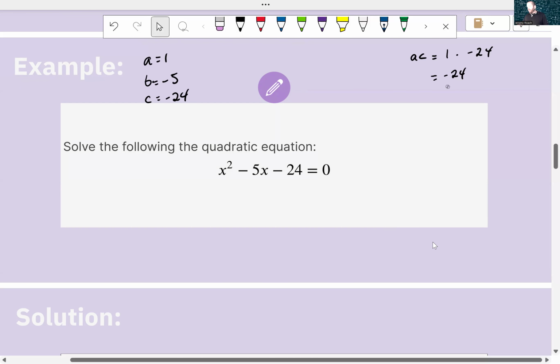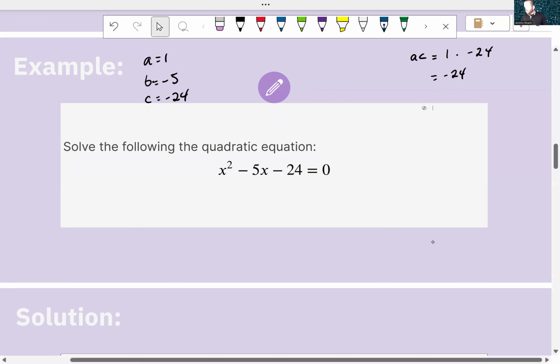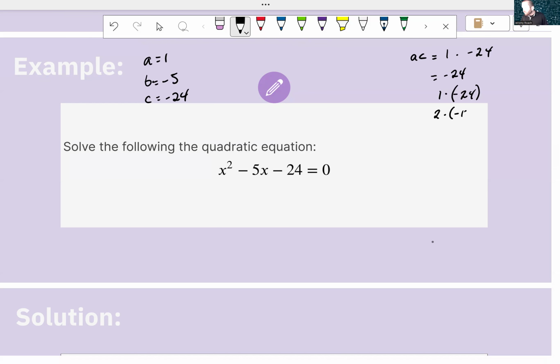Now we're going to list all the factors of negative 24. We'll start with just 1 times negative 24. That's the first one that we've already written there. 2 times negative 12. 3 times negative 8. 4 times negative 6. And I believe that is all of them.